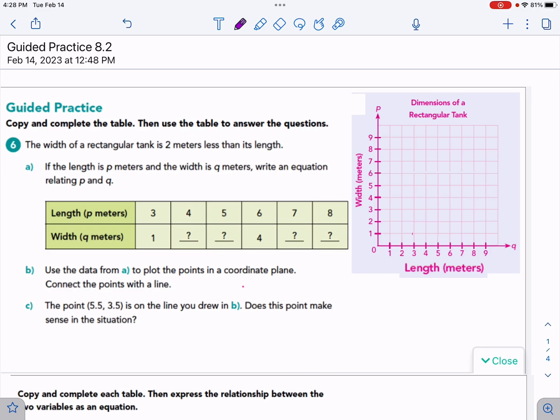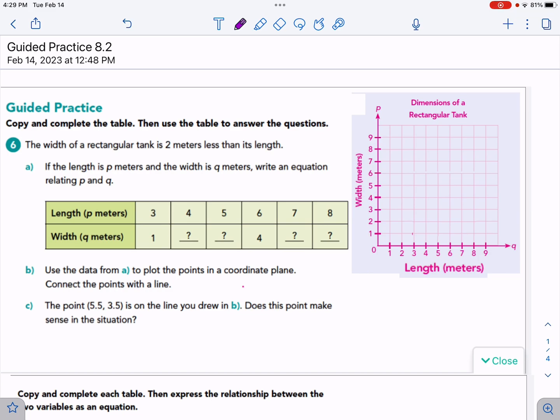We're covering Guided Practice 8.2 in Course 1 of Math and Focus. And so today we're going to be looking at Guided Practice 6, 7, 8, and 9. And there are some errors in the teacher's manuals. We're going to go over that.